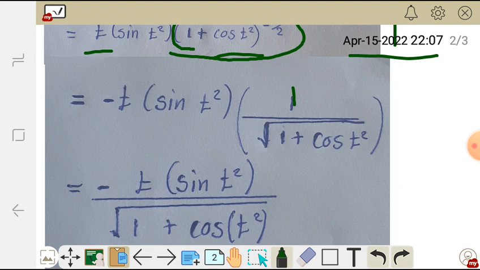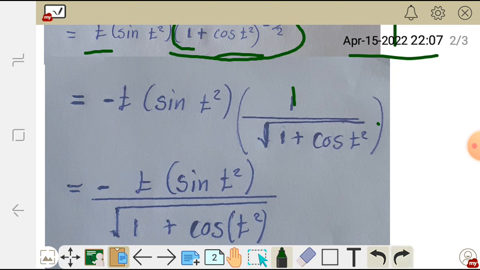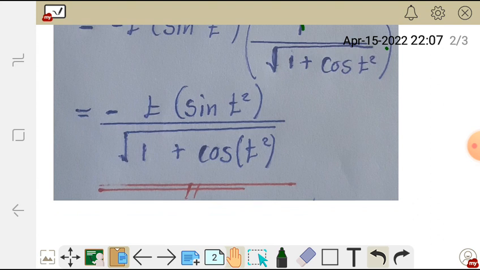Remember, we said the power half is the same as the square root. So it will be just the square root of 1 plus cos t squared. Multiplying this with the part outside, we get negative t sine t squared over the square root of 1 plus cos t squared. So that's the solution for that function.